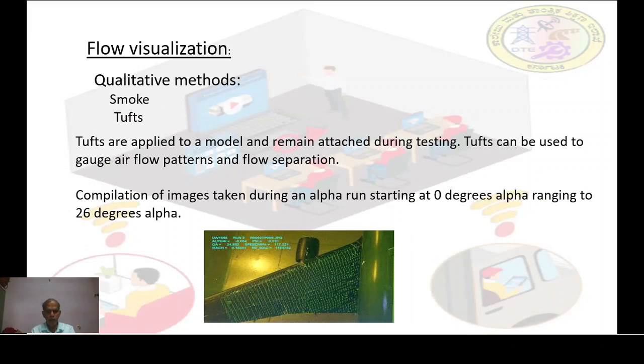Next, flow visualization. Because air is transparent, it is difficult to directly observe the air movement itself because it does not have any color or smell. Instead, multiple methods of both quantitative and qualitative flow visualization have been developed for testing in a wind tunnel.